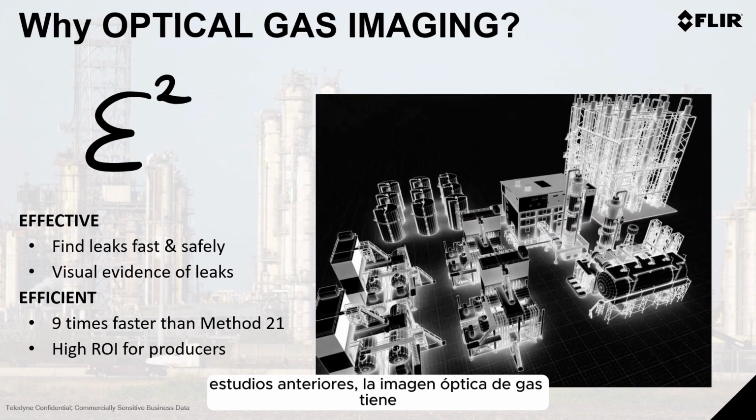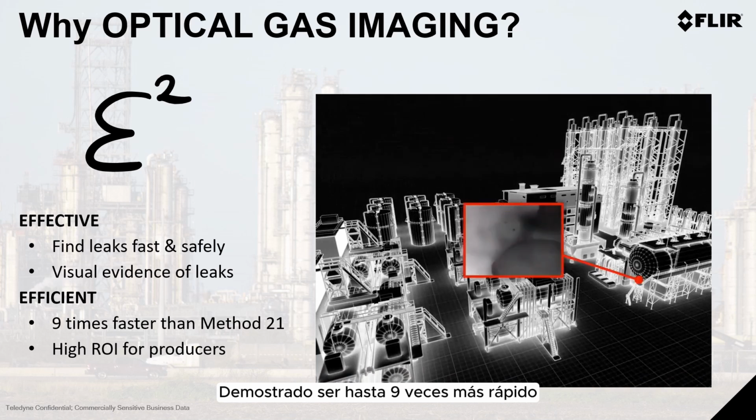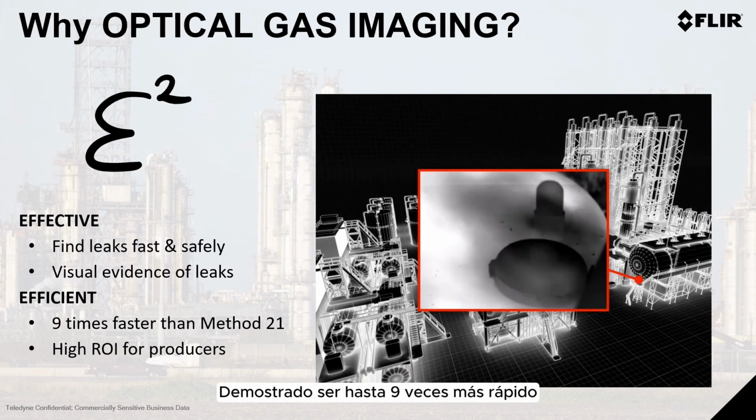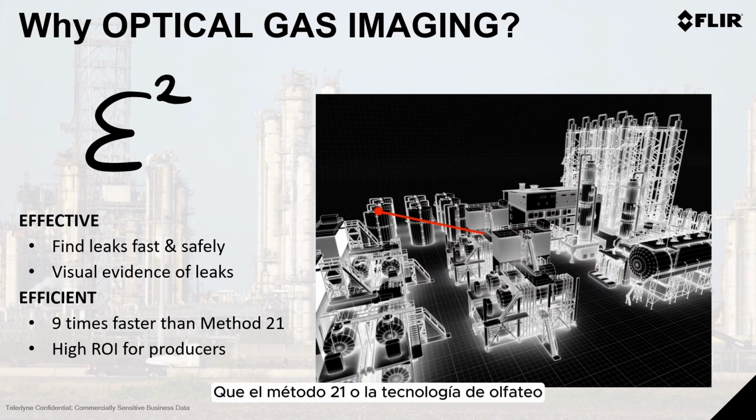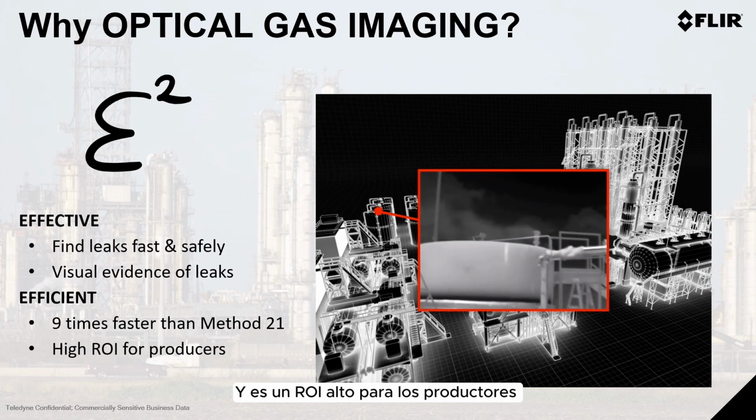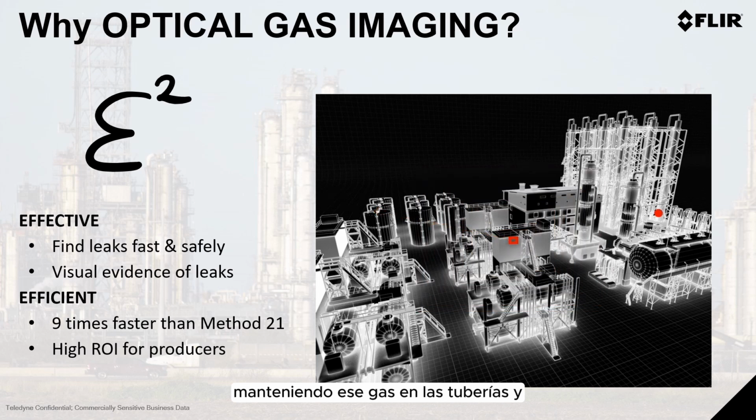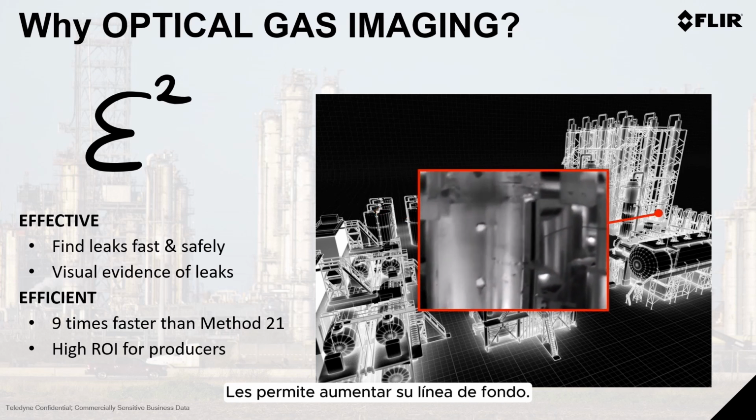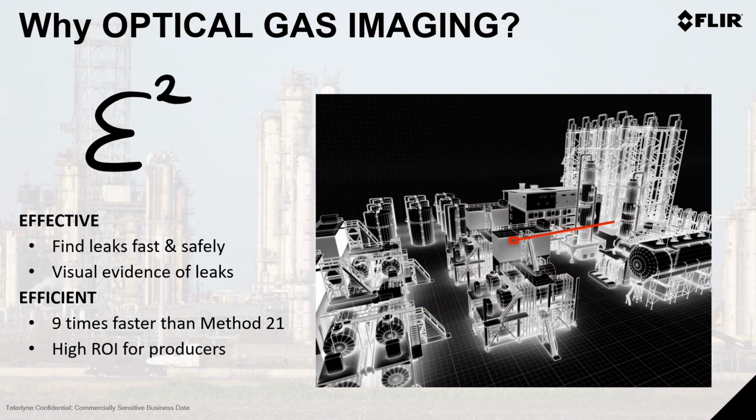In previous studies, optical gas imaging has proven to be up to 9 times faster than Method 21 or sniffing technology, and is a high ROI for producers by keeping that gas in the pipelines and allows them to increase their bottom line.